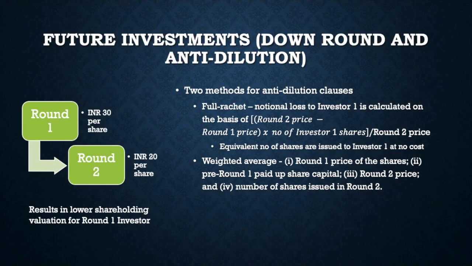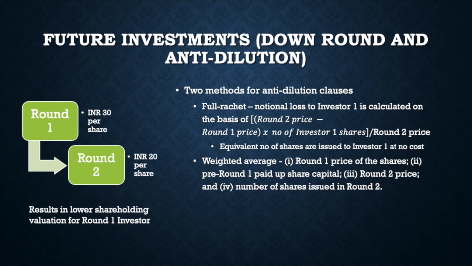Now, what happens when there is a further investment or a further issue of capital, but at a lower valuation, right? Let's say our investor invested as part of round one and got 30 rupees a share as valuation. A couple of years have passed, and in round two, the company is issuing further capital again, and this time the fair market value of the company is 20 rupees a share. Now, let's say I bought 100 shares at 30 rupees a share, which means that I would have paid 3,000 rupees. Now, that 3,000 rupees has been reduced to 2,000 rupees at 20 rupees a share. Now, this obviously results in a lower shareholding valuation for our round one investor. How did this happen? Obviously, something has gone wrong with the management of the company, right?